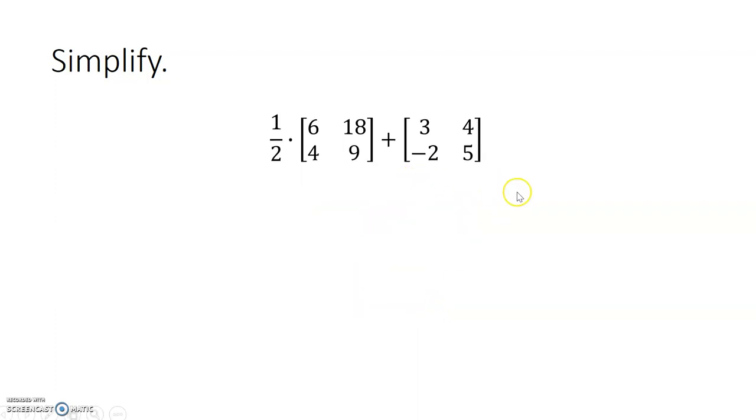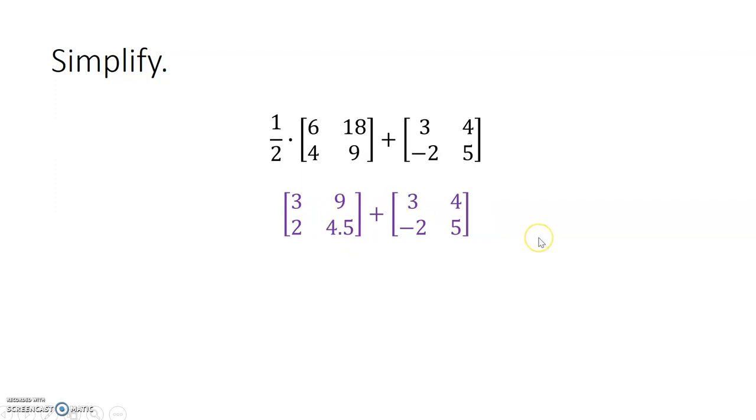Another way that we can make it a little bit more difficult is that the scalar could be a fraction instead of a whole number. For this one, I have the scalar, and after I do the multiplication, I will have to add. Just doing the scalar multiplication, half of 6 is 3, half of 18 is 9, half of 4 is 2, and half of 9 is 4.5. It is fine to have decimals in your matrix. So I have that matrix, and then I'll need to add it with the other one.